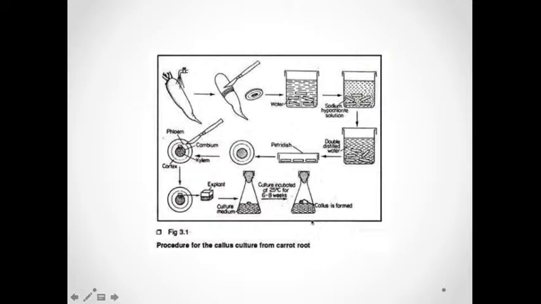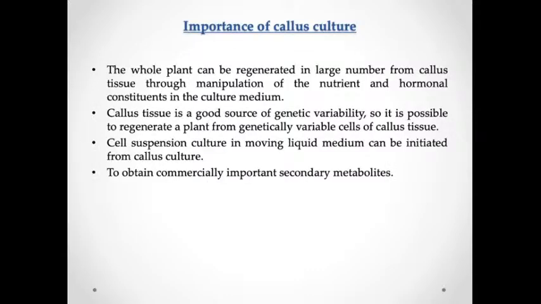That's what we have discussed before. This is how your callus culture from carrot root is done. From the carrot root, this is how you produce your callus culture. What is important? It's important for secondary metabolites. Moving liquid medium can be initiated from callus culture.